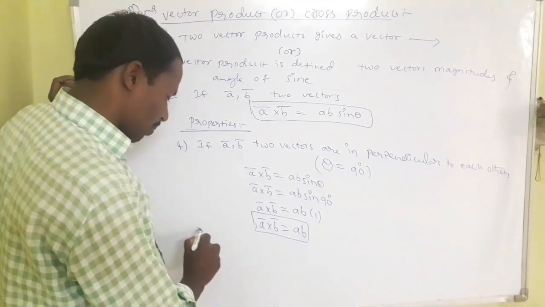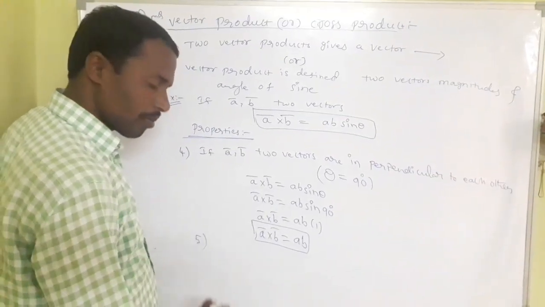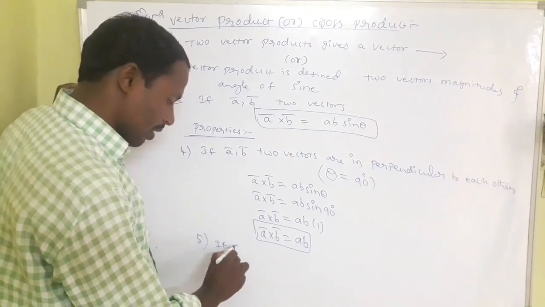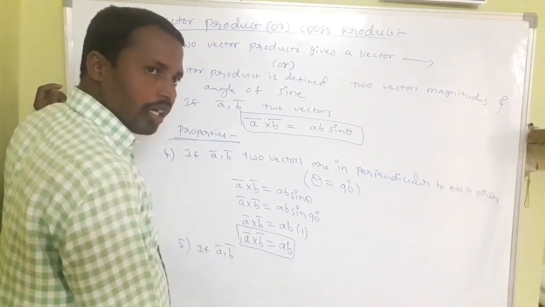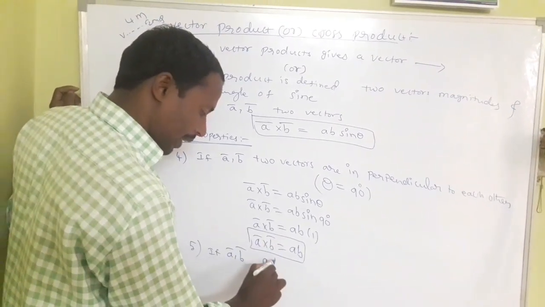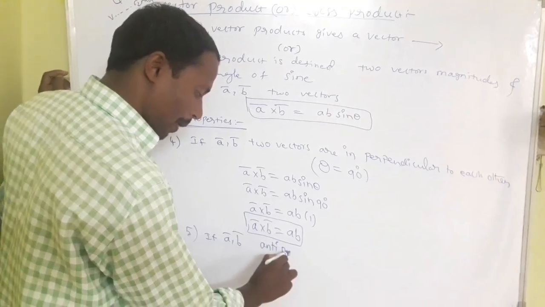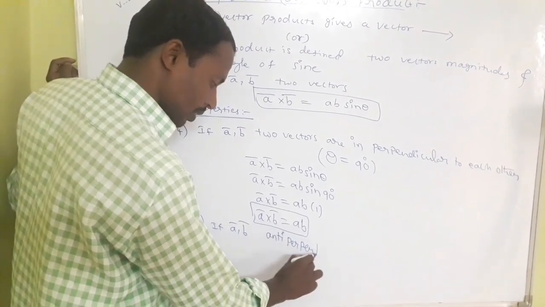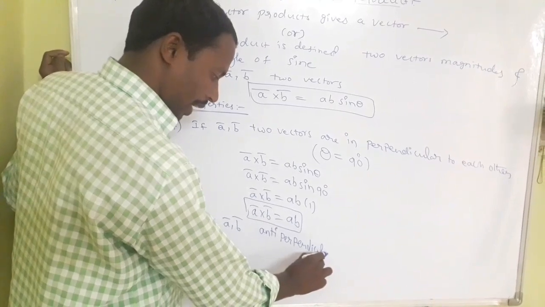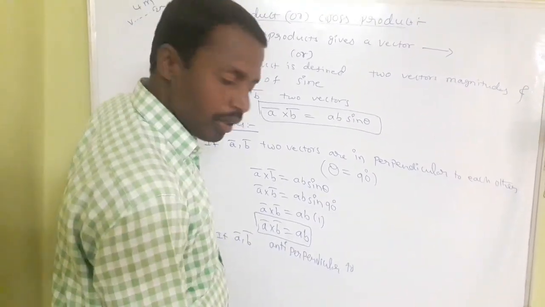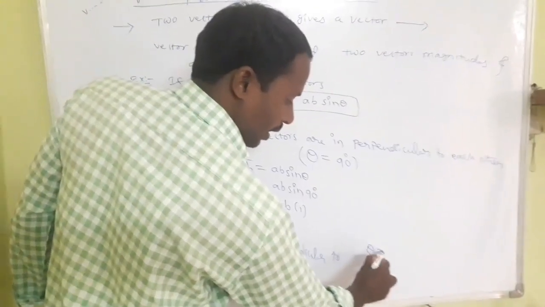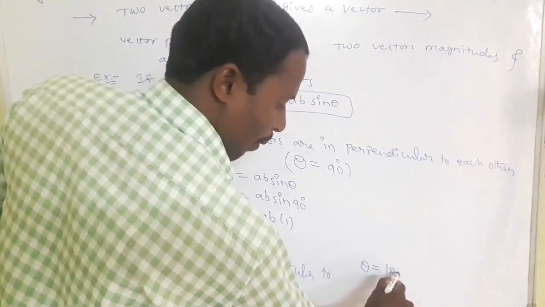Next, the last property, the fifth one. If a bar, b bar are two vectors and they are anti-perpendicular to each other, anti-perpendicular is nothing but the theta value equal to 180 degrees.